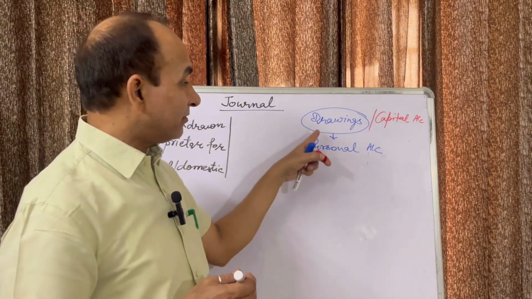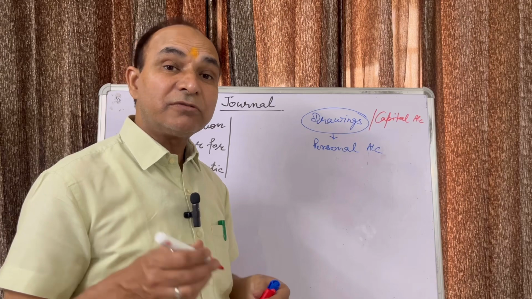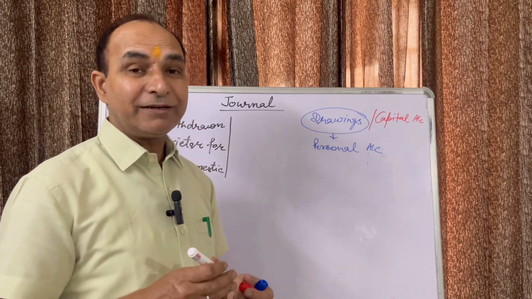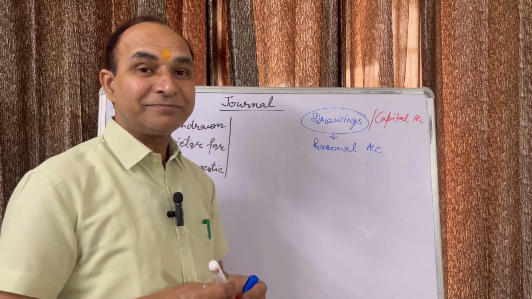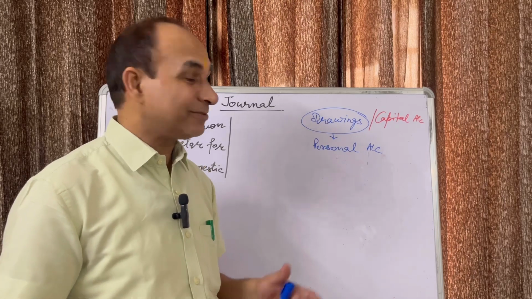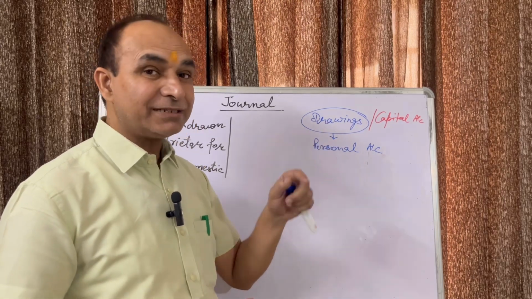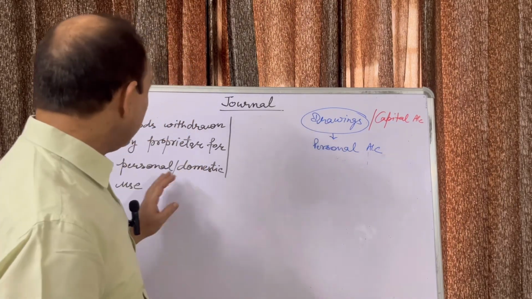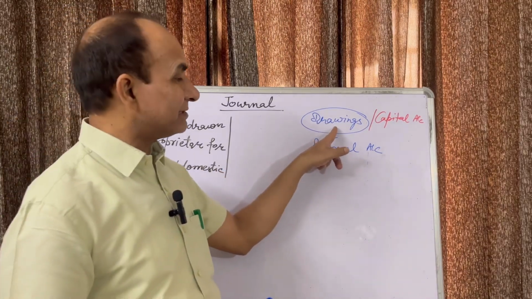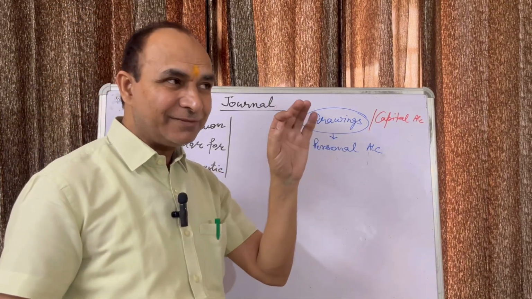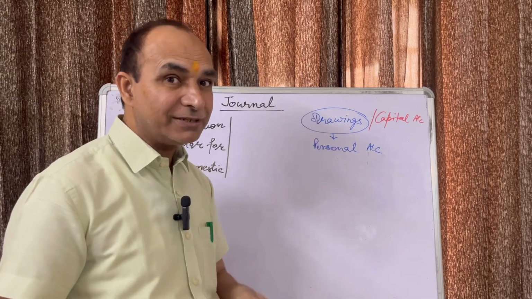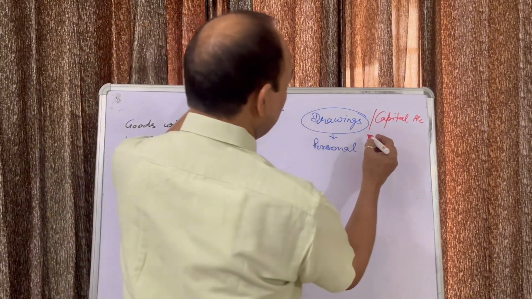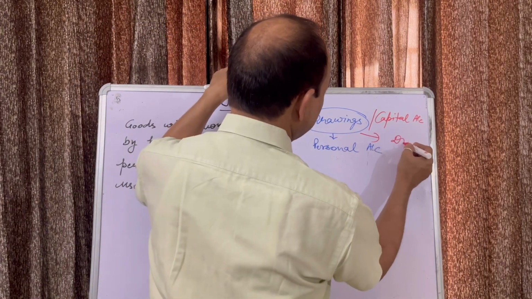Drawing is a personal account because this amount has been withdrawn by the proprietor. And what is the rule of the double entry system? Personal account, debit the receiver, credit the giver. Then who is receiving goods from the business? The businessman. It means his account must be debited. So accordingly, drawing account will be debited here.